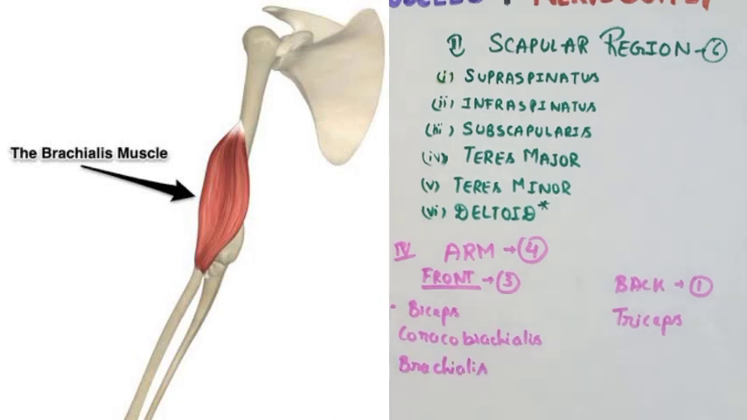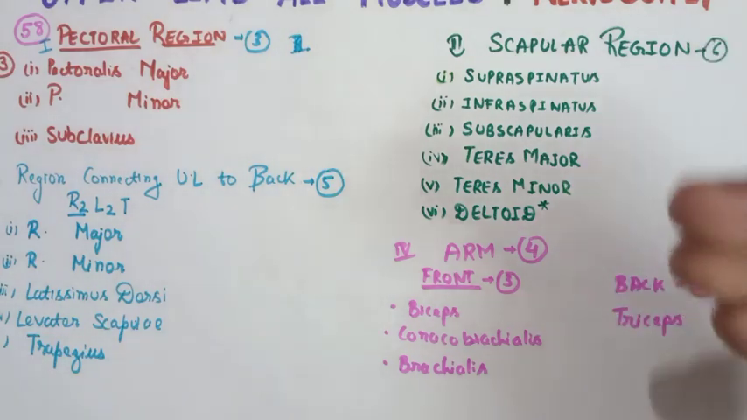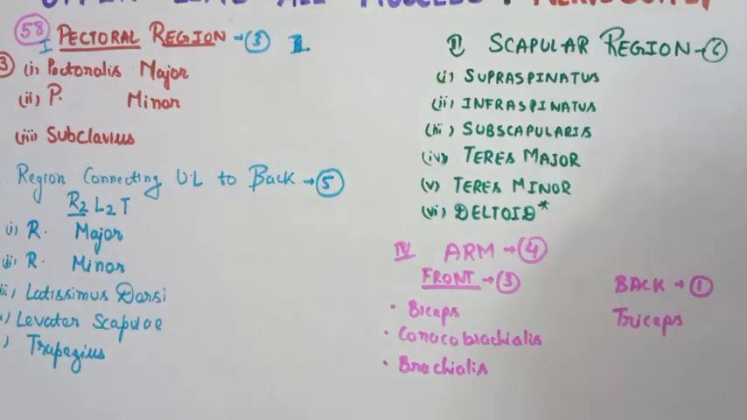So all these muscles are present in the arm. In the front of the arm we have 3 muscles: biceps, coracobrachialis and the brachialis. At the back we have 1 muscle, that's the triceps. The next region to discuss is the forearm.